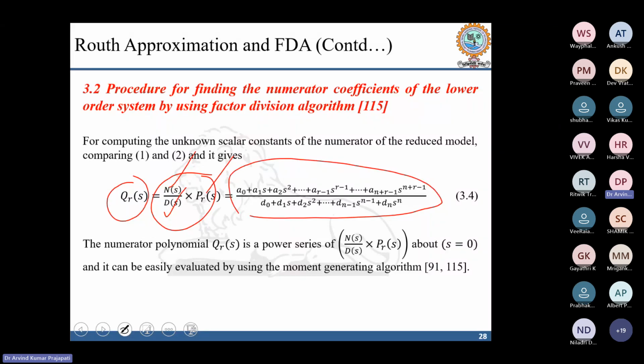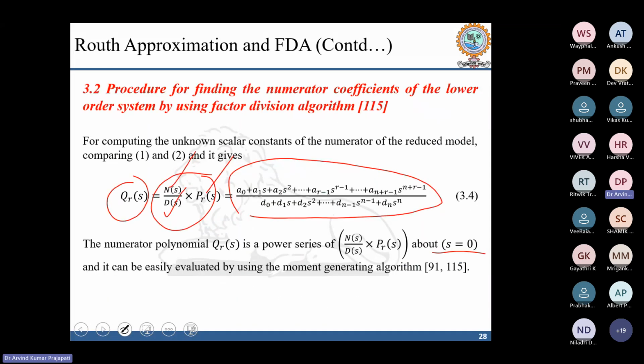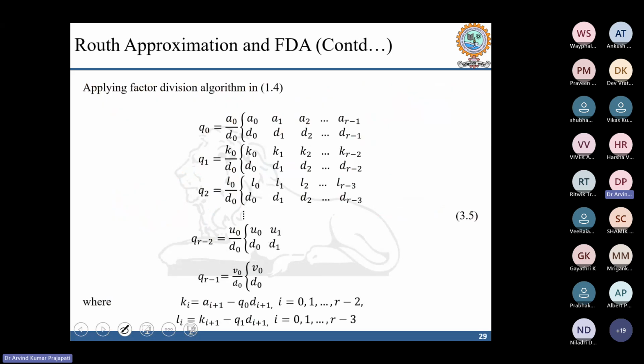And in this rational function, we do the Taylor series expansion about s equal to 0. Then we can get the coefficients, and we can determine Q naught, Q1, Q2 using these, given here as A naught, A1, A2. And D naught, D1, D2 is the denominator of the original system, and A naught, A1, A2 is calculated by Taylor series expansion, and then you can calculate the value of Q naught, Q1, Q2, and Q r.